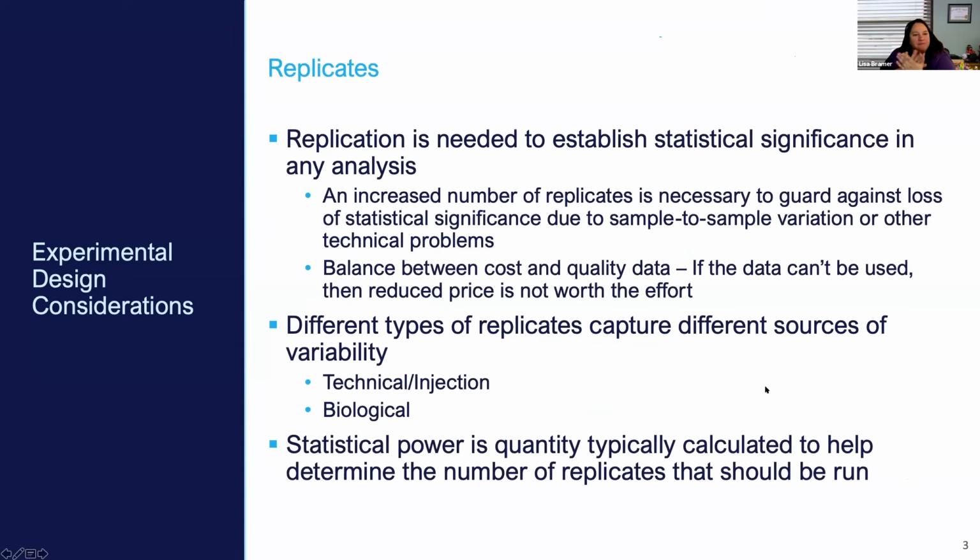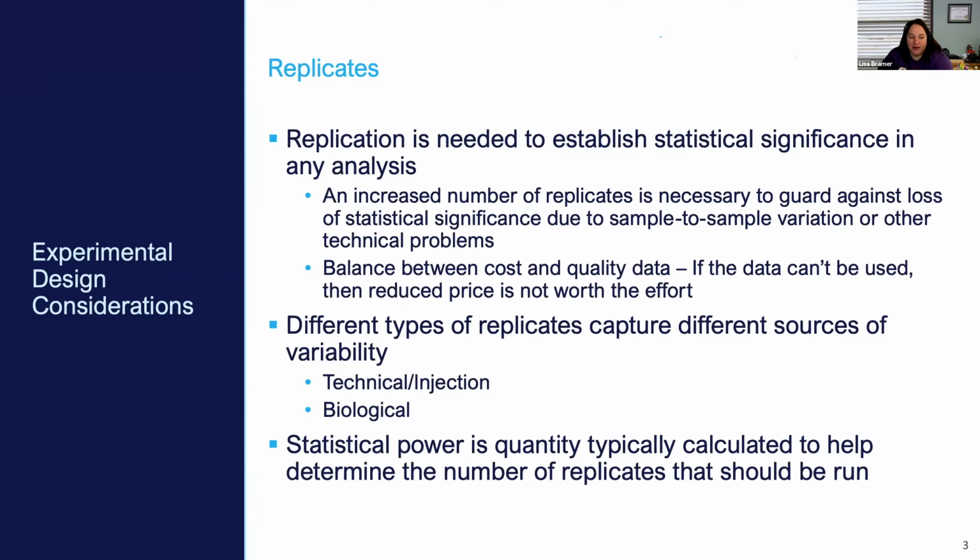So I first want to answer the question of why I am harping on this idea of replicates. Replication is one of the core things that you need to establish any sort of statistical significance in any analysis that you do. And by having enough replicates, we can guard against the loss of significance because of things that you might not be able to account for, like sample-to-sample variation, or something may go wrong in the experimental technical realm of things.